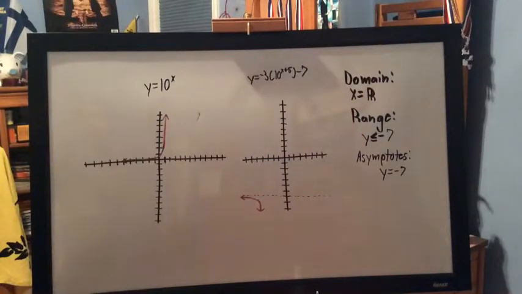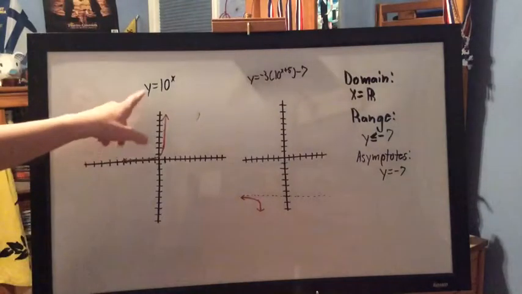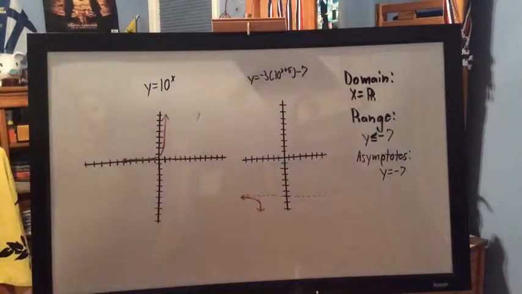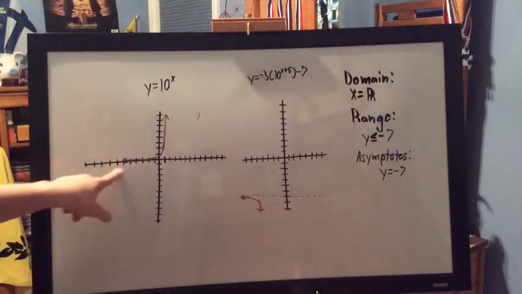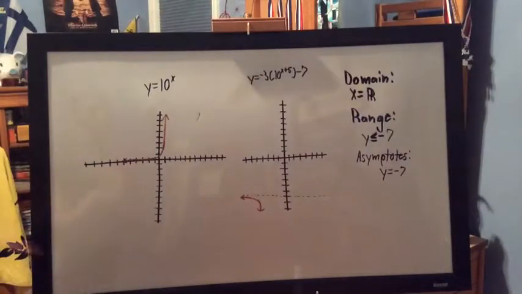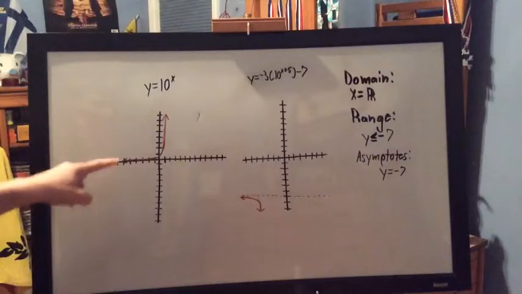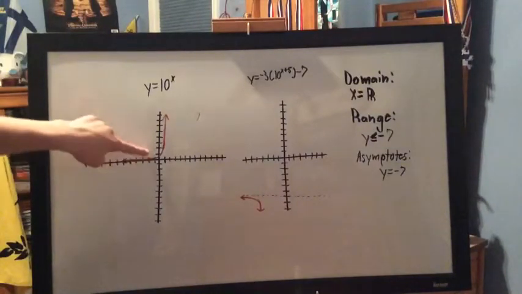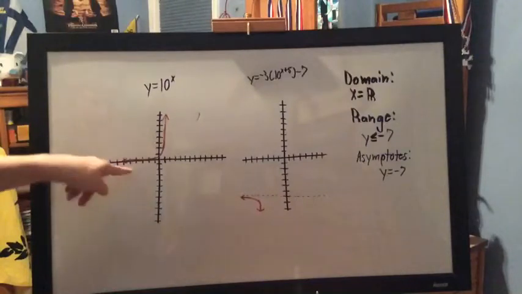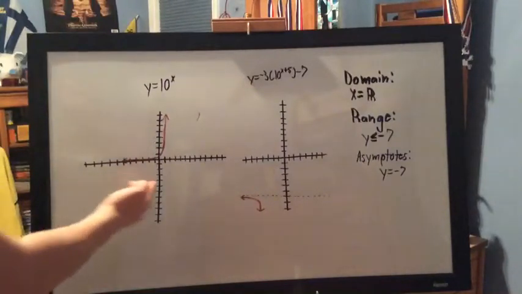So for this video, my parent function is on the left, y equals 10 to the x power, and this is graphed by, it's really close to the x-axis, but it never touches it, so that's an asymptote. And it goes through the y-axis at 1, the y value, so it's (0, 1), and then it just slopes up.